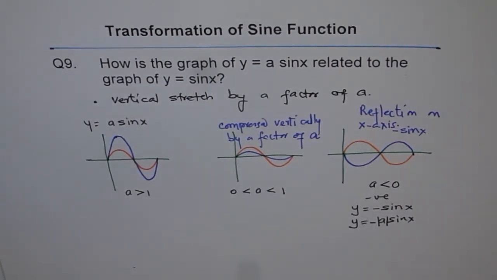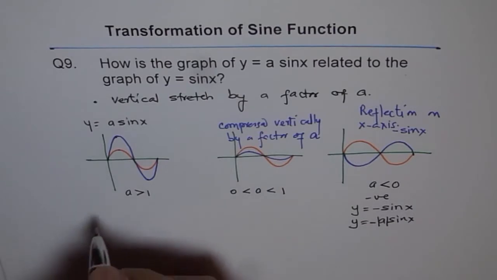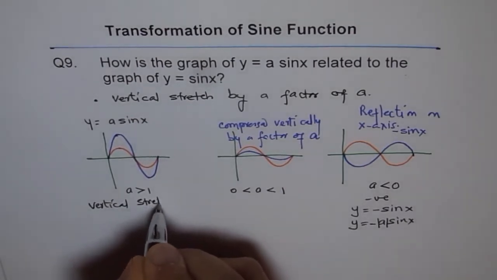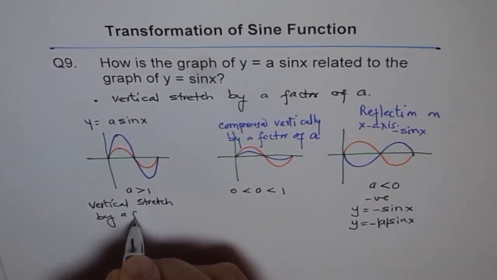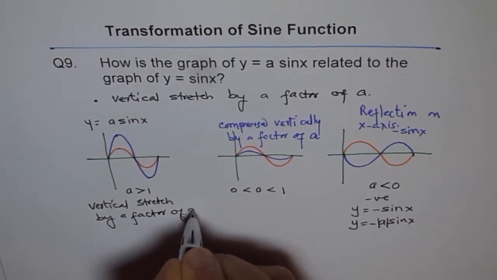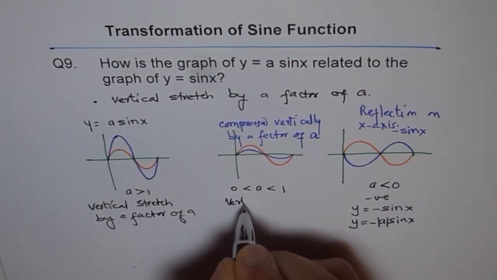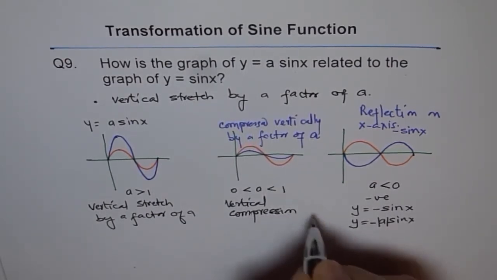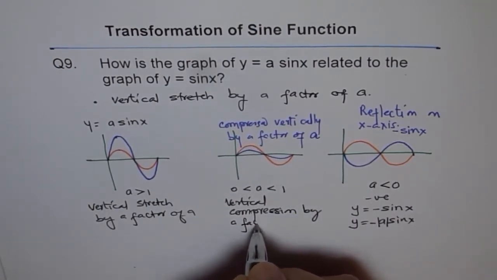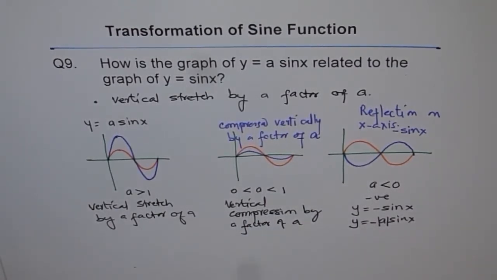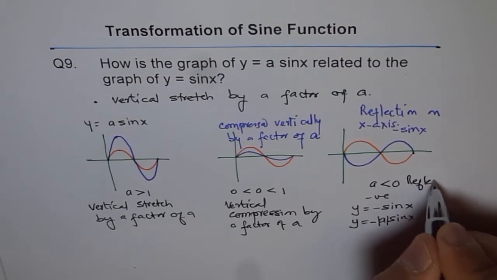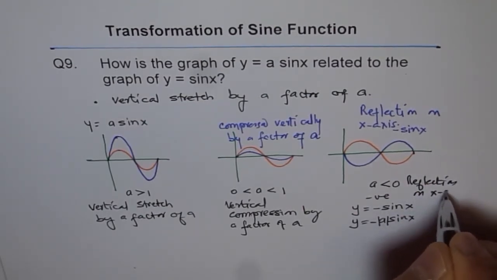Correct? So one is, if a is greater than 1, then we have a vertical stretch by a factor of a. So let me rewrite this. So in this case, we have vertical stretch by a factor of a. In this case, we have vertical compression by a factor of a, and in this case we have reflection on the x-axis.